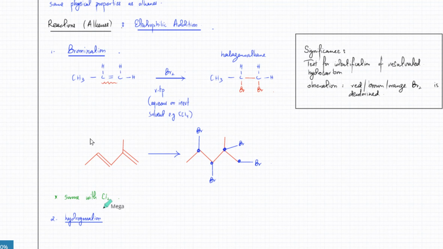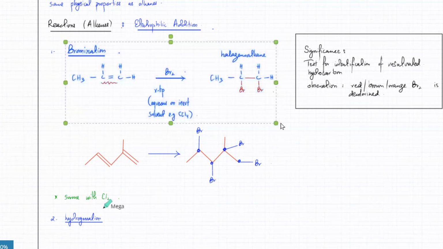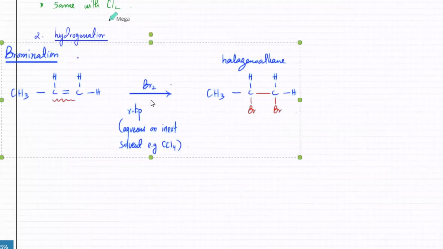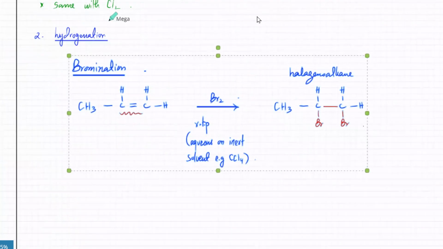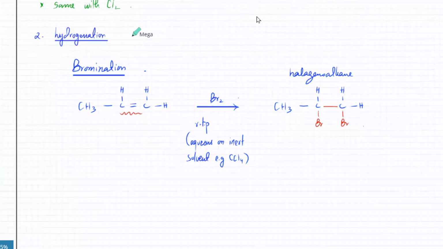So you kind of have the same reaction. So I'll just copy everything. It's going to be similar, except it's going to be with hydrogen now. So instead of Br2, the only difference would be you'll just have H2. That's about it. So you can just repeat everything. The conditions would be different.